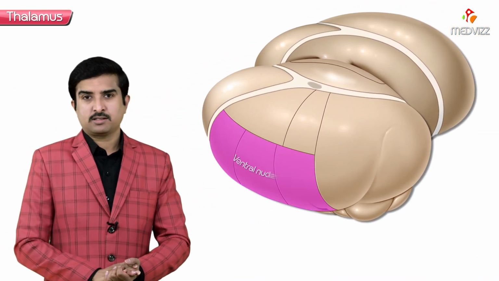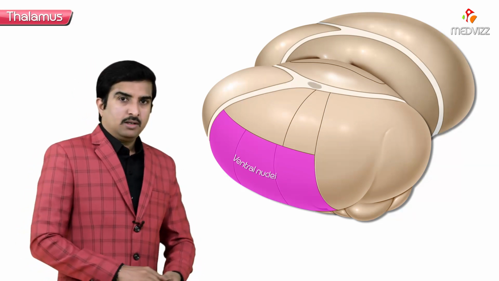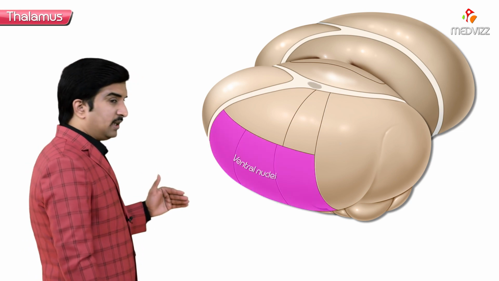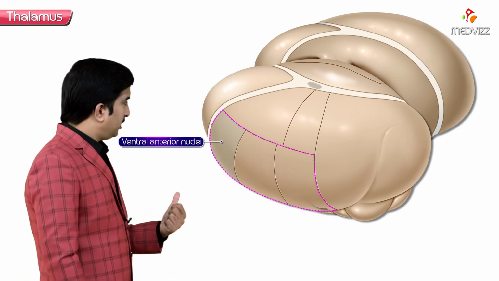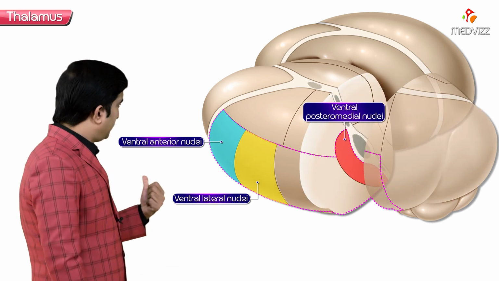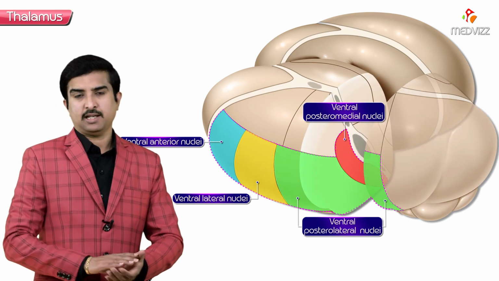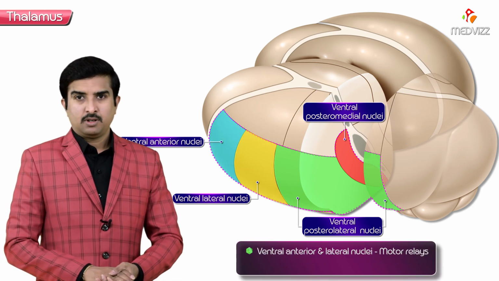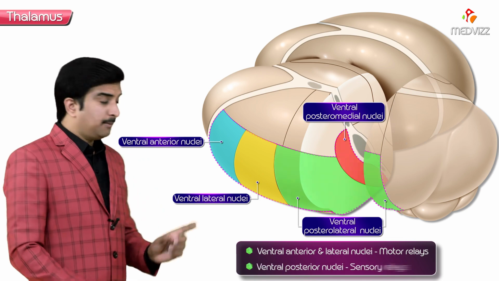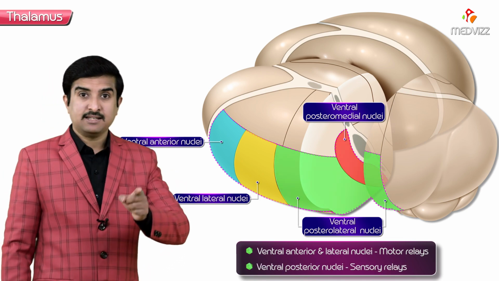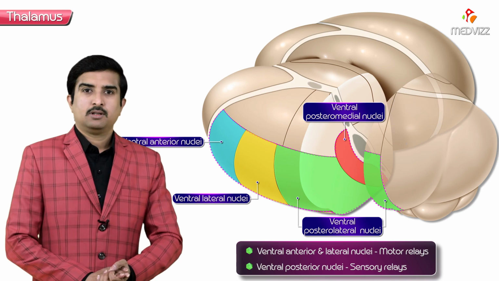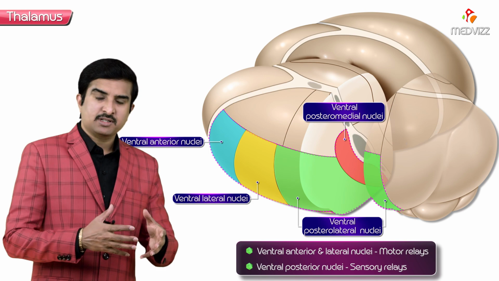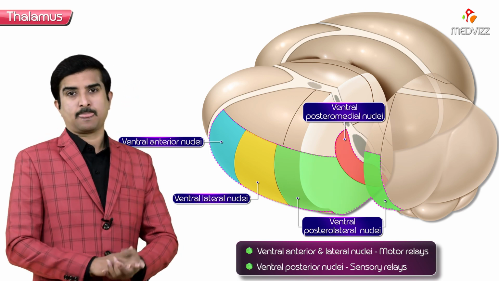Next are the ventral nuclei. We can see here there are numerous in number. These ventral nuclei are divided into anterior, lateral, posteromedial and posterolateral nuclei. The anterior and lateral nuclei are motor relays, and the posterior nuclei are sensory relays. This is how motor as well as sensory information relay in the thalamus, but at different nuclei.